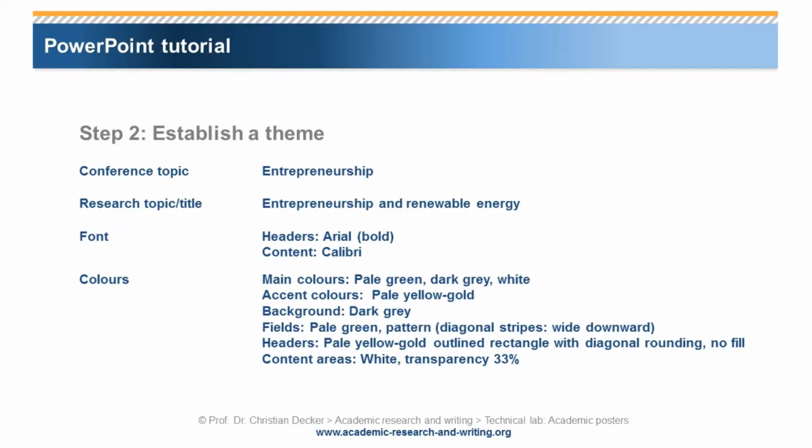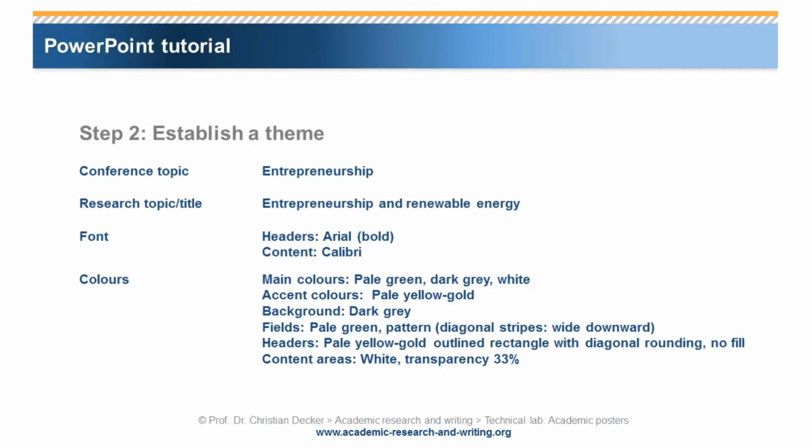Moving on to step 2, establish a theme. In this example, the conference topic will be entrepreneurship. The research topic of the researcher's output is entrepreneurship and renewable energy. The theme that we have chosen consists of font, colors, and shapes. In this case, we have chosen Arial in bold for our headers, and the content will be in Calibri.